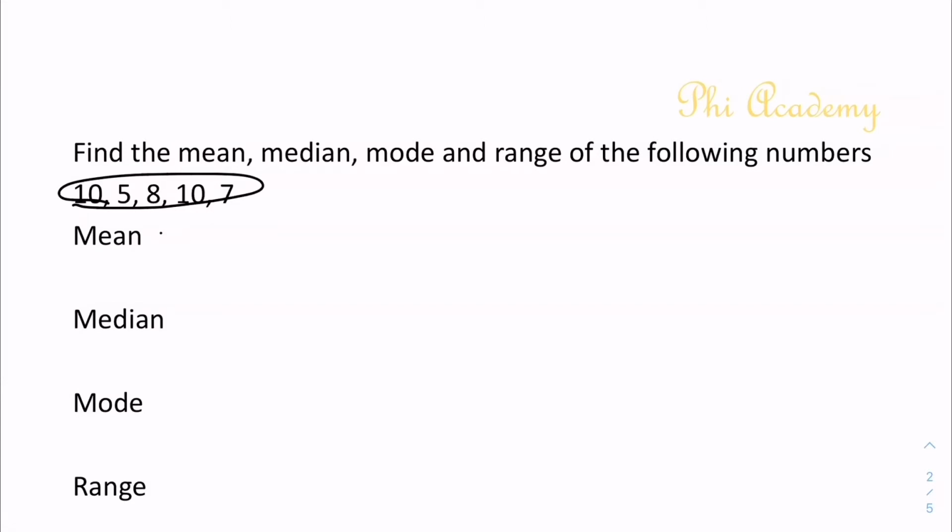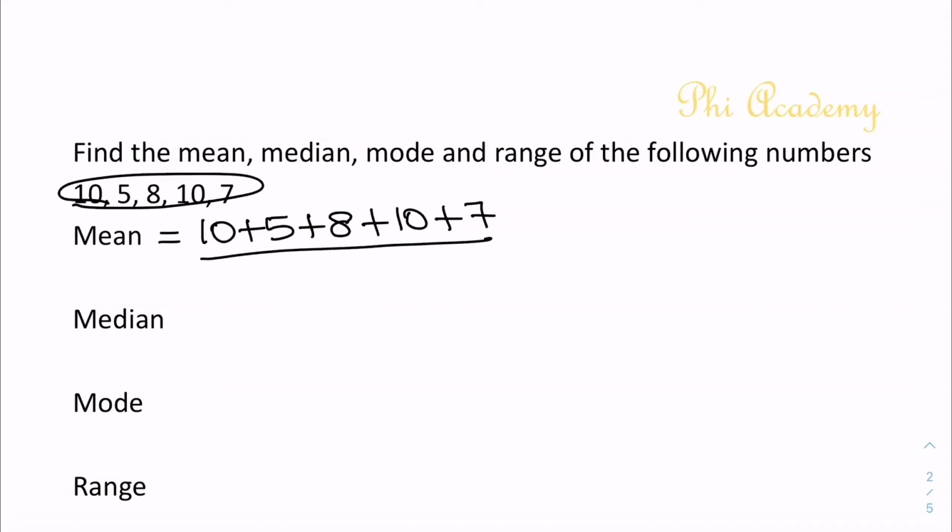To work out the mean, you will have to add all the numbers together and then divide by how many numbers there are. Let us now add up all the numbers. So we have 10, add 5, add 8, add 10, add 7 and divide throughout by the total numbers there are. So 1, 2, 3, 4, 5. So there are 5 numbers, so dividing by 5. So if I add all of them up, I would get an answer of 40 divided by 5, which gives us an answer of 8. So that is our mean.